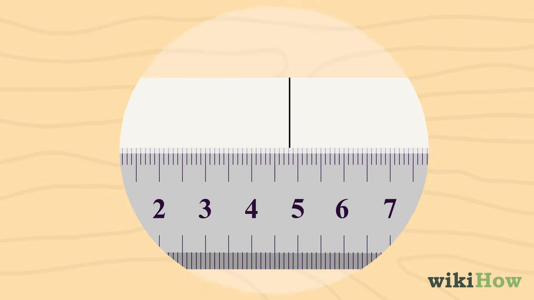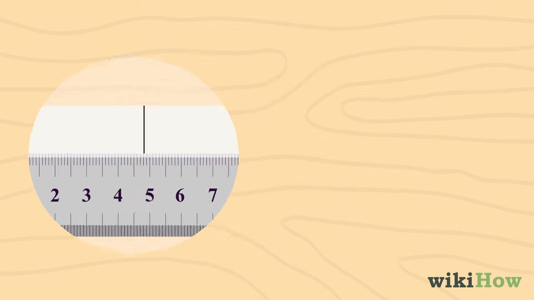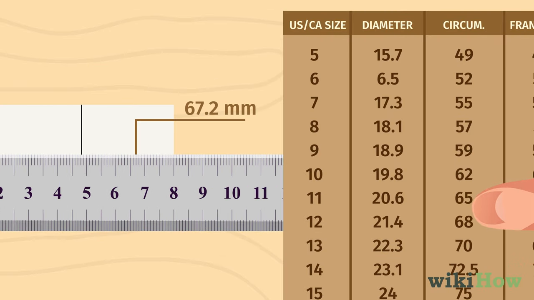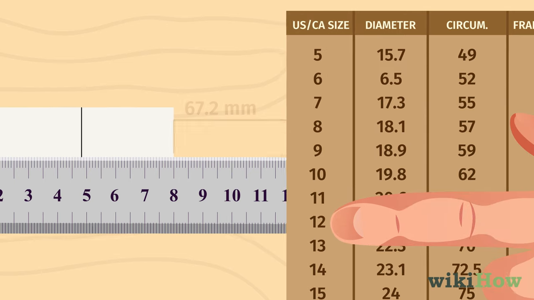Measure in centimeters or millimeters to get the most accurate size. Compare your measurement to the size chart. For instance, a measurement of 67.2 millimeters corresponds to a ring size of 12 in the U.S.